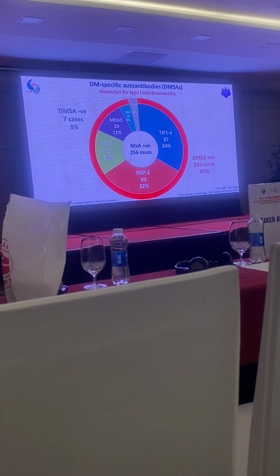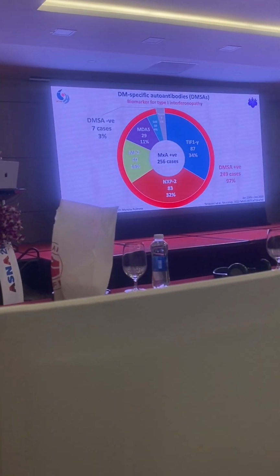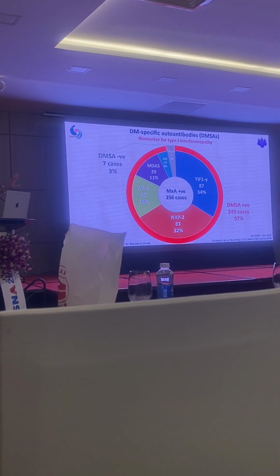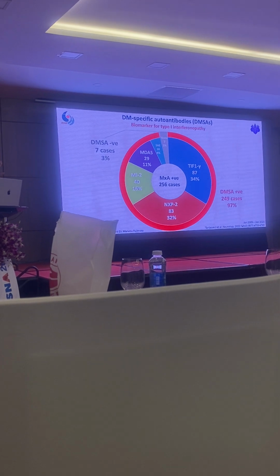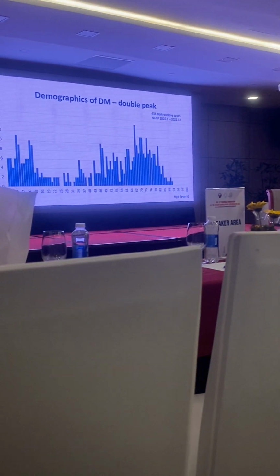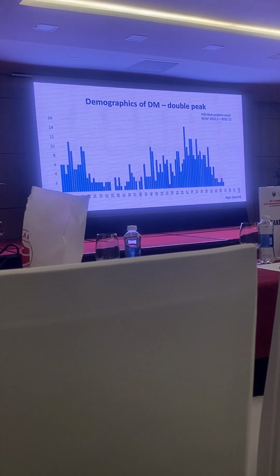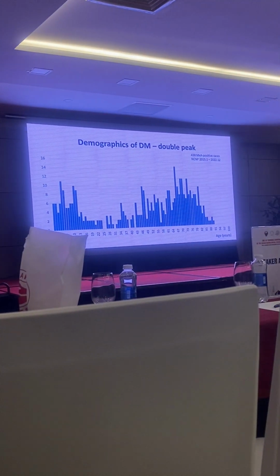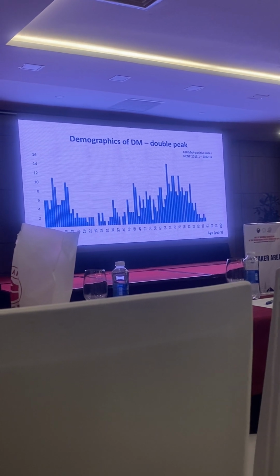And there are 5 specific antibodies to dermatomyositis: TIF1-gamma, NXP2, Mi-2, MDA5, and SAE. And they are all MXA positive on histology. And I will show you the demographics as well. So all 438 cases are confirmed to have dermatomyositis by MXA expression. This is the largest cohort in the world.